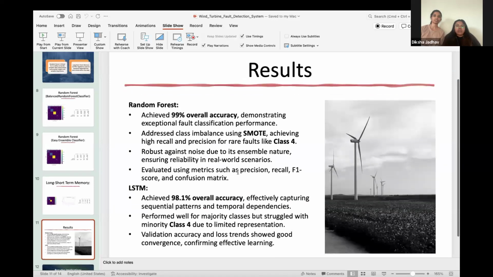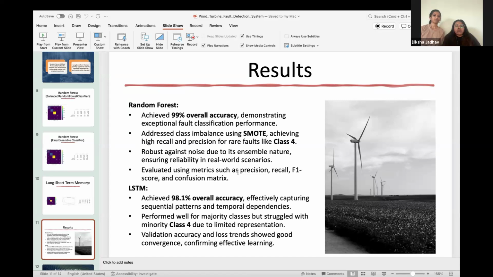So, talking about the random forest classifier, we have achieved 99% overall accuracy with exceptional fault classification performance across all the classes, including rare fault classes like class 4. We handled the imbalanced data using techniques like SMOTE to balance the dataset and also to ensure fairness across the classes. We also implemented metrics such as precision, recall, F1 score, and confusion matrix to show the robustness against real world classes.